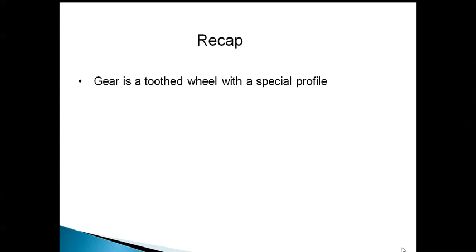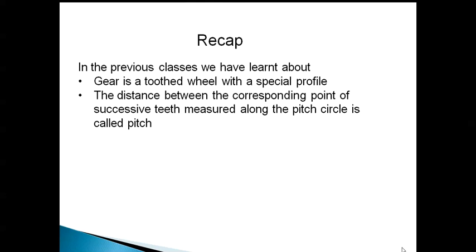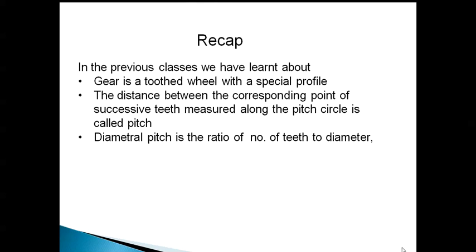In previous classes, we discussed the gear. What is a gear? Gear is a toothed wheel with a special profile, and the center distance between the corresponding points of successive teeth measured along the pitch circle is called circular pitch. So that is PC equal to pi d by t.